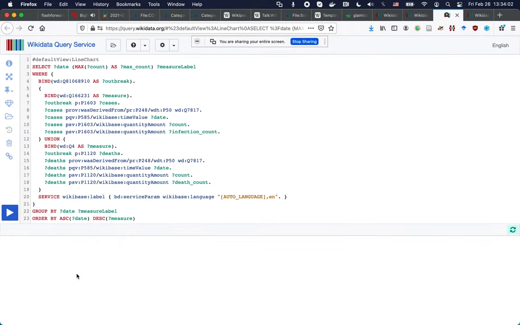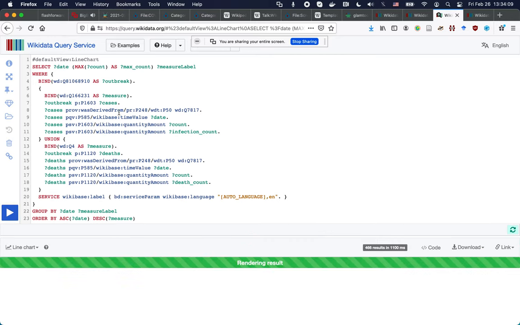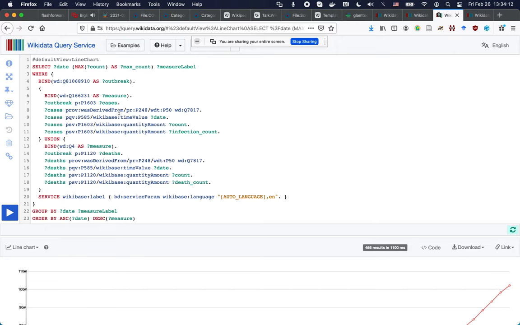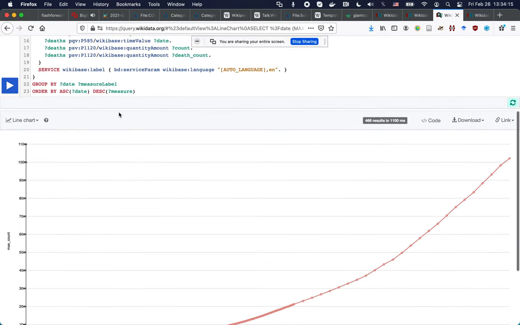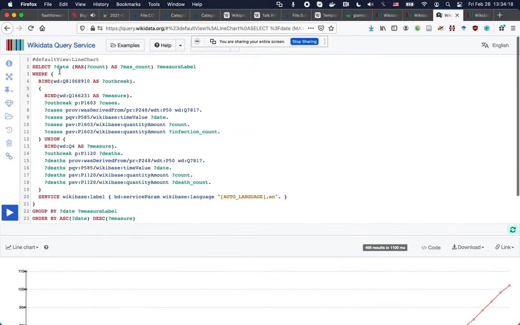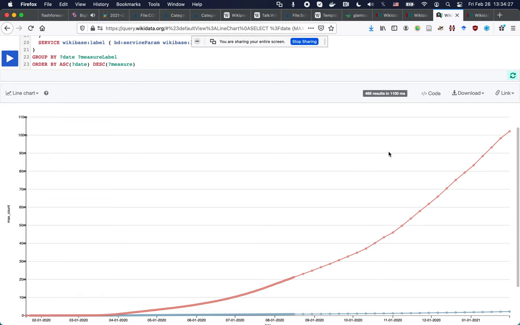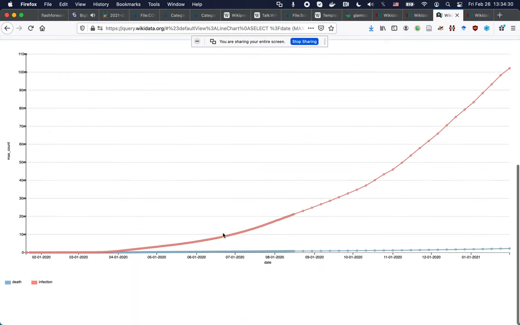So what I'm doing here is I am at a tool that's called the Wikidata Query Service, which is a tool that allows you to basically query the database for information that Wikidata has about a particular topic. And you do that by using a query language, which is called SPARQL. And so here you see we have 23 lines of SPARQL, which gives us this plot where the red dots indicate people who have been infected and the blue dots indicate people who have died. And if we look at the latest numbers, it's not the most current information, but reasonably close.